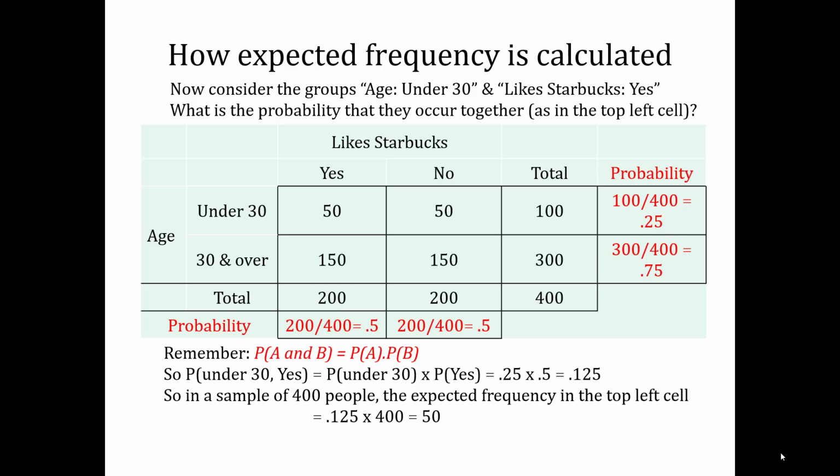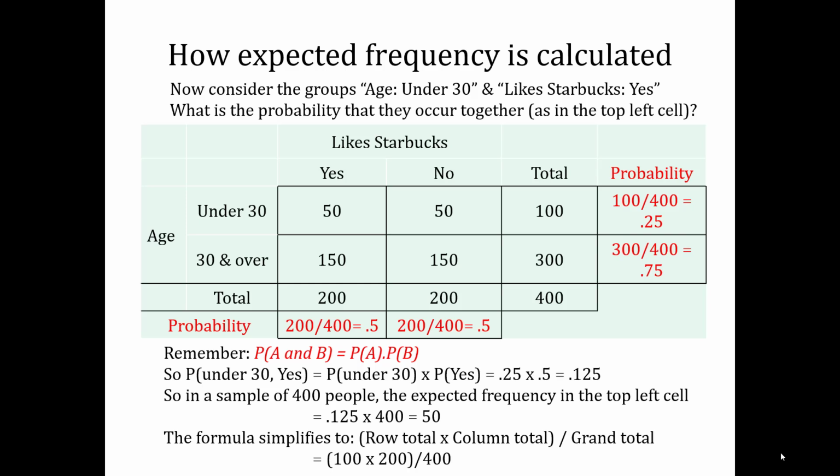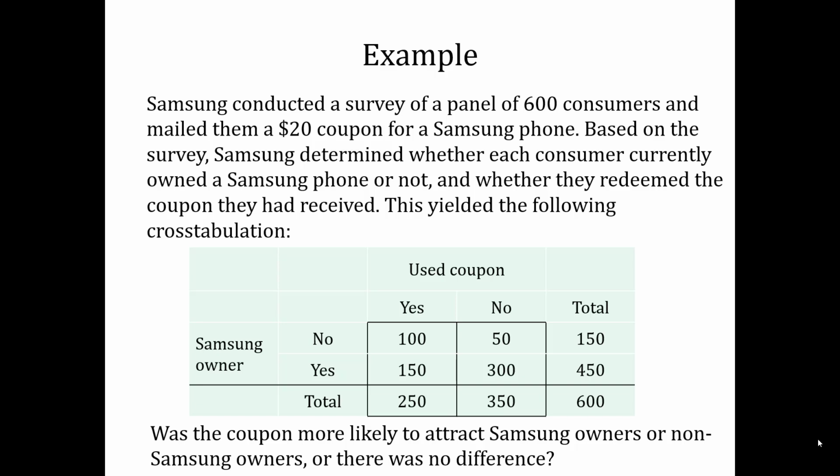Notice that the total of the expected frequency in each row or column always equals the total we observe in that row or column. That's because the probability of being in each group is always the same as what we observe, but the distribution of frequency across the cells changes based on the assumption of independent events. If you work it out, the formula for calculating expected frequency simplifies to row total times the column total divided by the grand total. Do you remember this example?